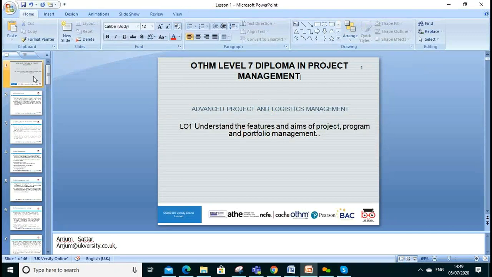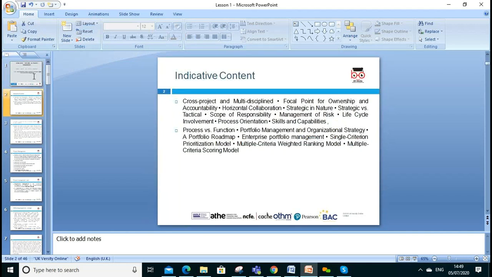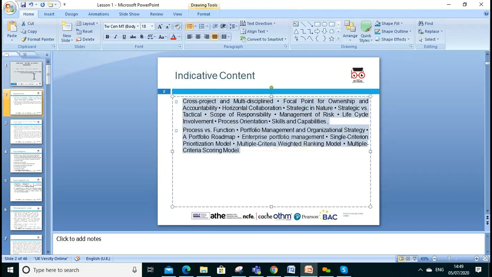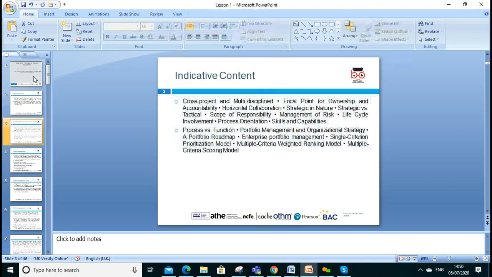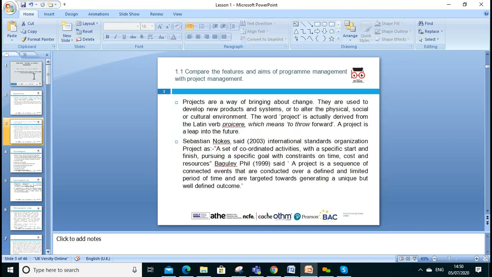That will all be our focus. If you have any question, you can ask me. My name is Anjum and my email address is there. In case you need me, drop me an email. The indicative contents, what we're supposed to learn, have all been given, and these are the keywords for our assignment. Within LO1, we'll try to discuss these and contextualize the discussion with the criteria. Okay, that's all.